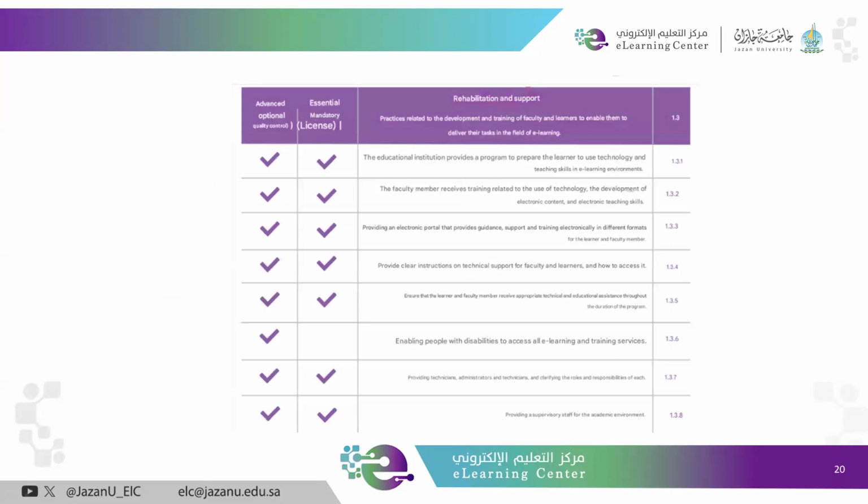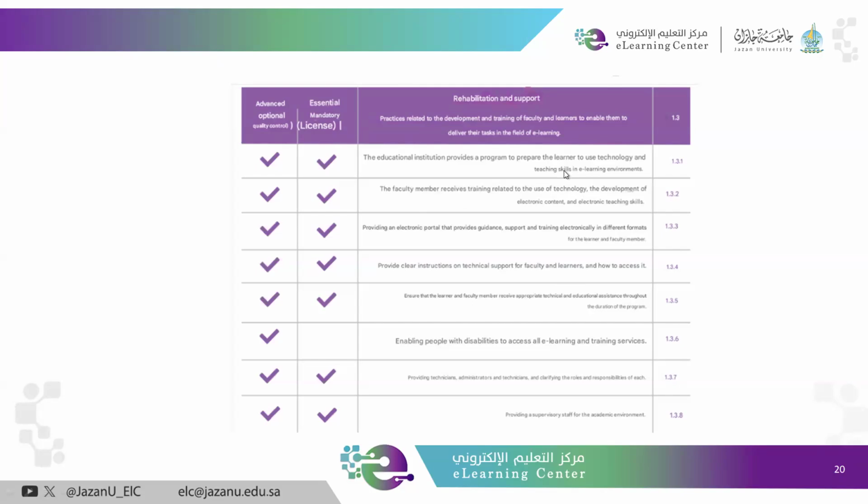Next is standards for rehabilitation and support. So this table appears to detail quality standards for rehabilitation and support in e-learning, focusing on the development and training of faculty and learners. The standards are divided into two categories again, the advanced and the essential, which are mandatory to get the license. So here, number one is program for technology and tech teaching skills.